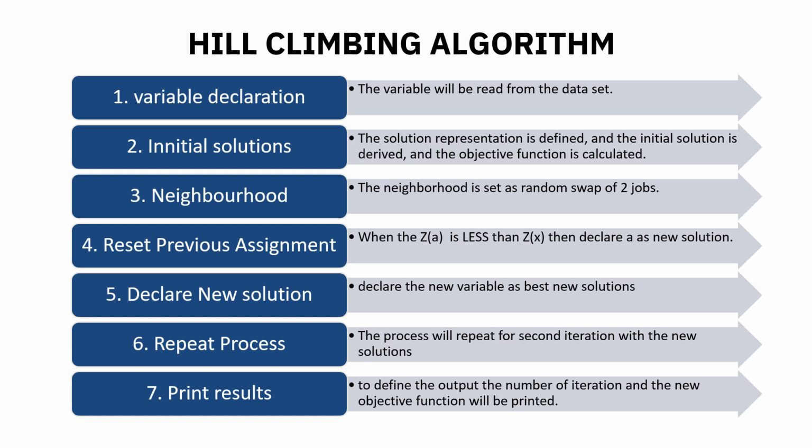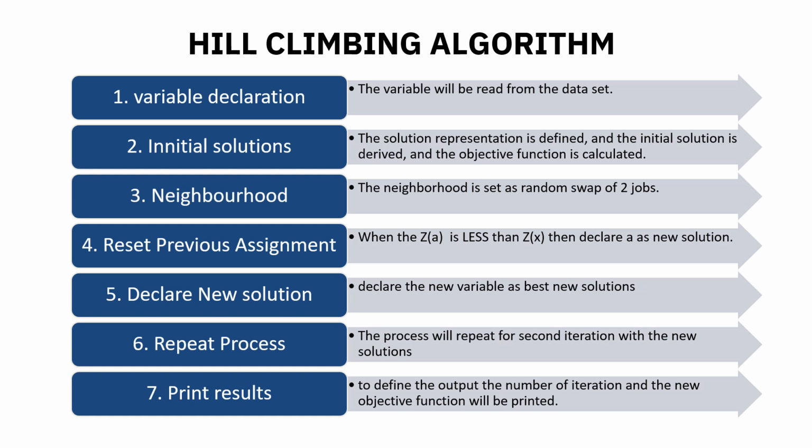Similar to the previous slide, all methods have the same variable declarations, looking into the data that has been given. In calculating the solution, the script first finds the solution representation for this problem, and from there the objective function is calculated. Third is defining the neighborhood. As I mentioned earlier, the neighborhood is set as a random swap of two jobs.